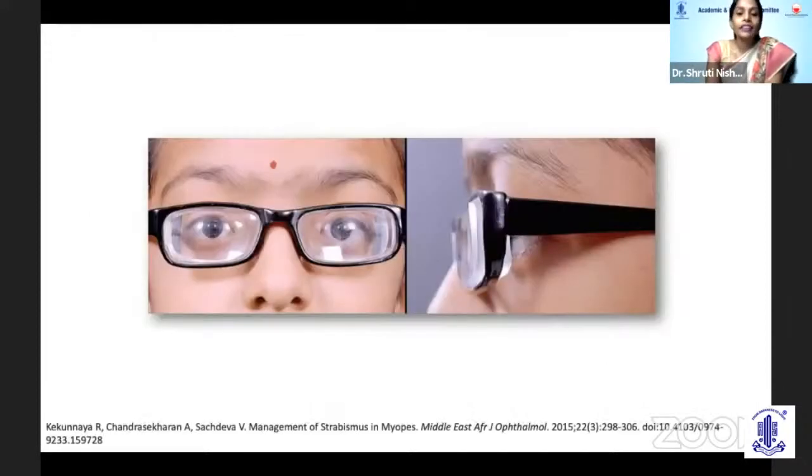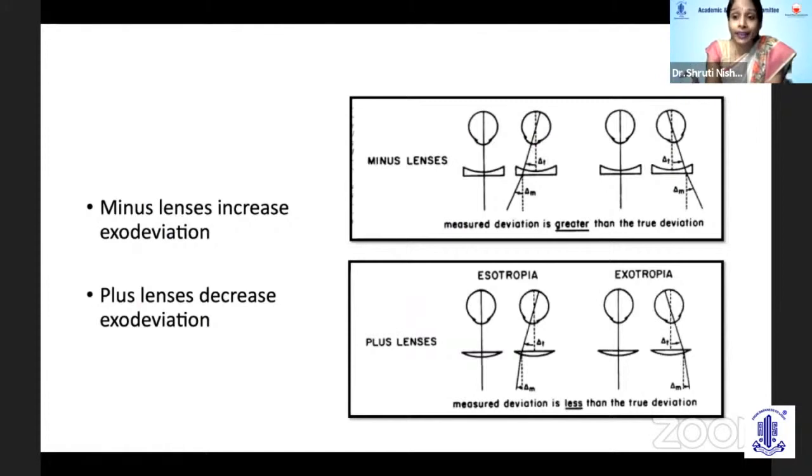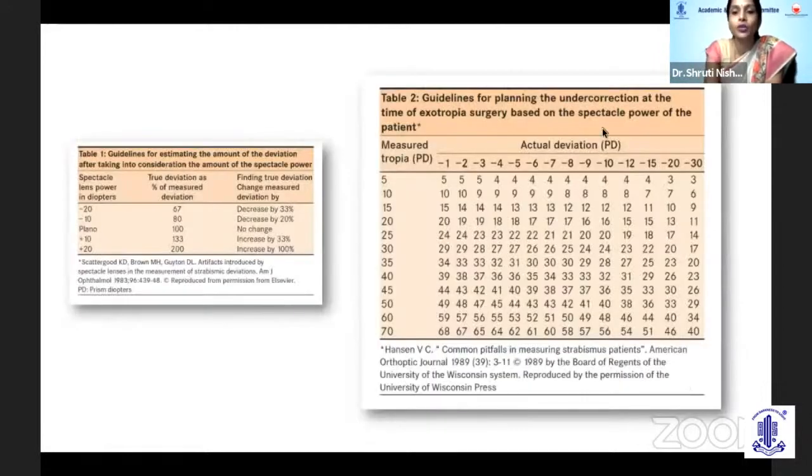So the prismatic effect of the glasses provides a base-in kind of an effect. So what happens is it increases the measured deviation from the true deviation, which means that a 30 prism might probably measure as a 35 or a 40 prism. So what should we do in such cases? You will have to undercorrect. So when you have a minus, you'll have to decrease. So remember, minus, reduce. When there is a minus glasses, you reduce the exo deviation. There are tables to help us with that, and you can just stick it in our OPD for easy reference.